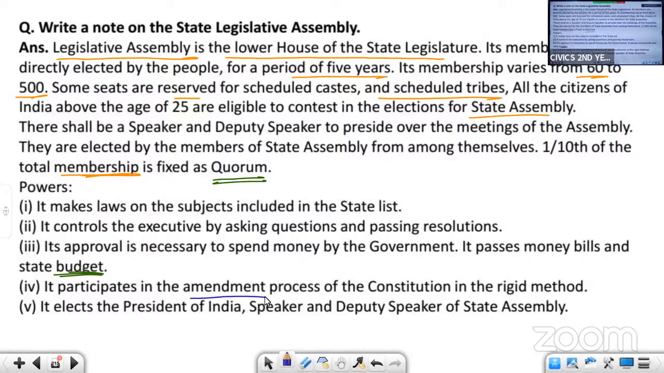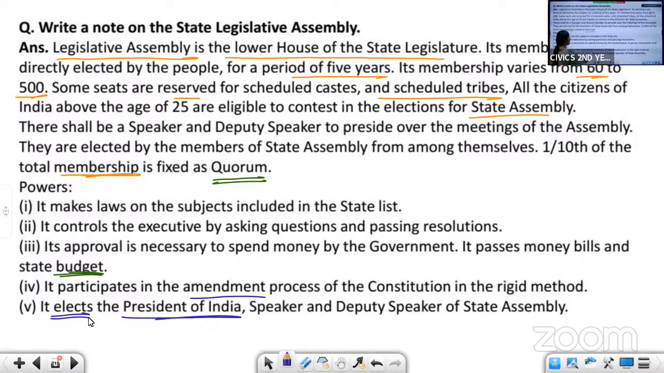Then, the members of legislatures are part of the electoral college. If you remember, we have discussed the electoral college. What is the electoral college? It is a body of people who elect the president. So, the members of the state legislative assemblies of all the states participate in the election of the president.